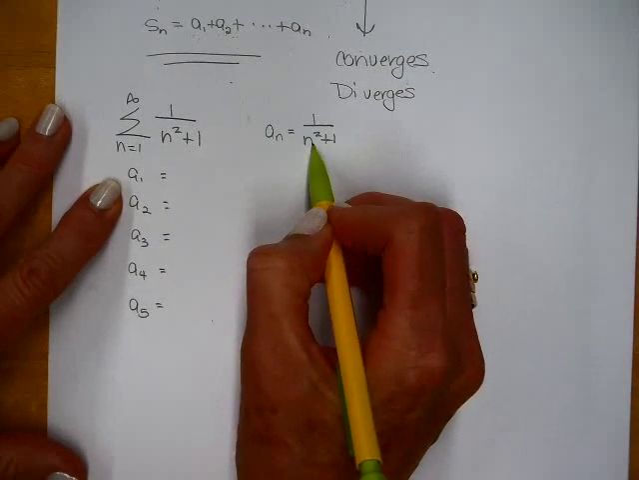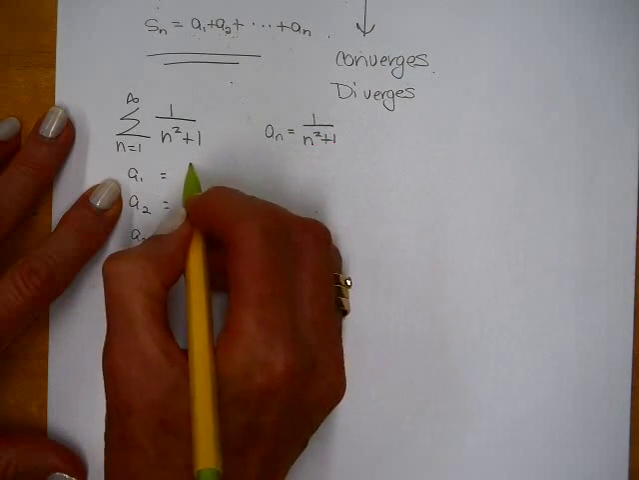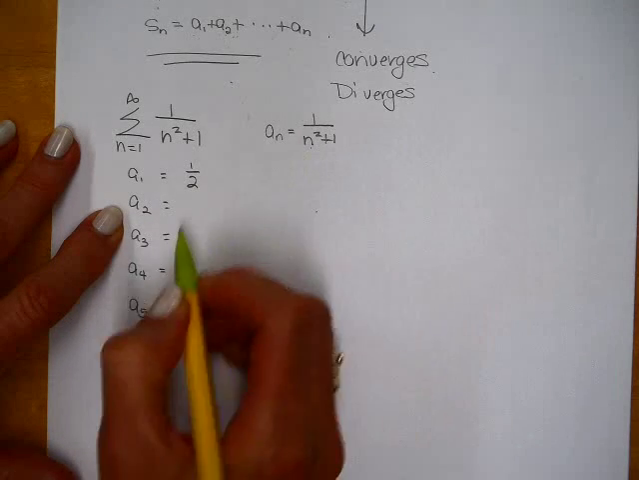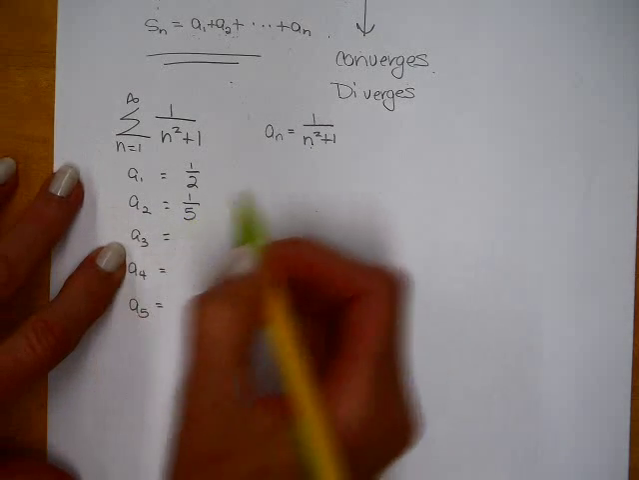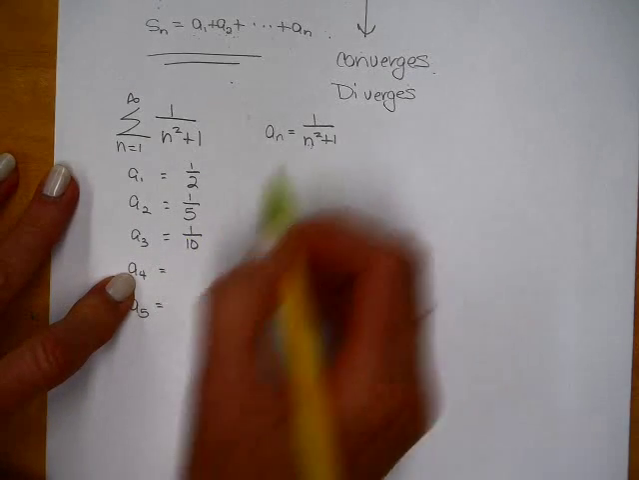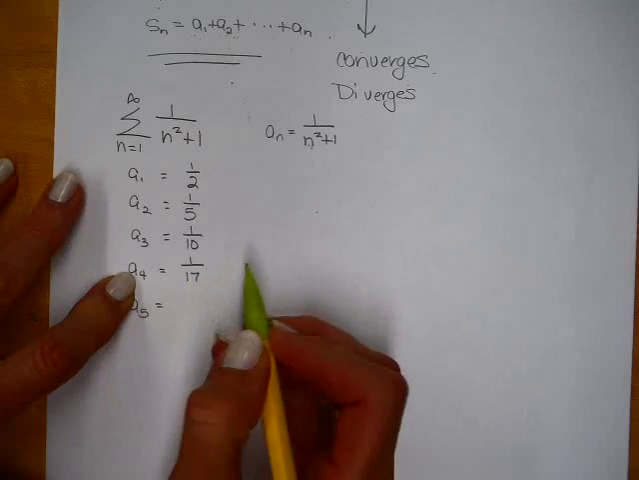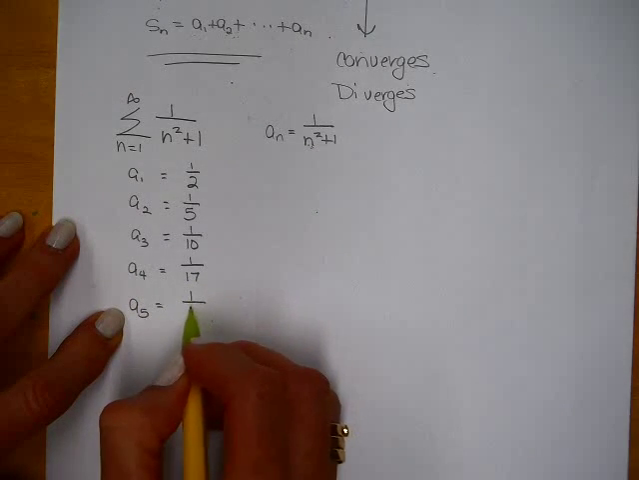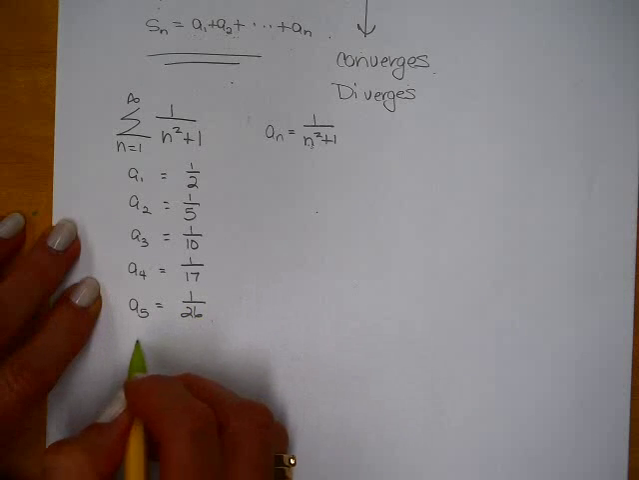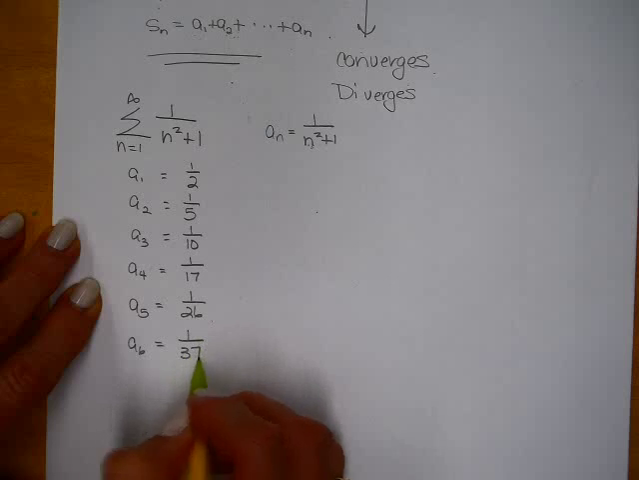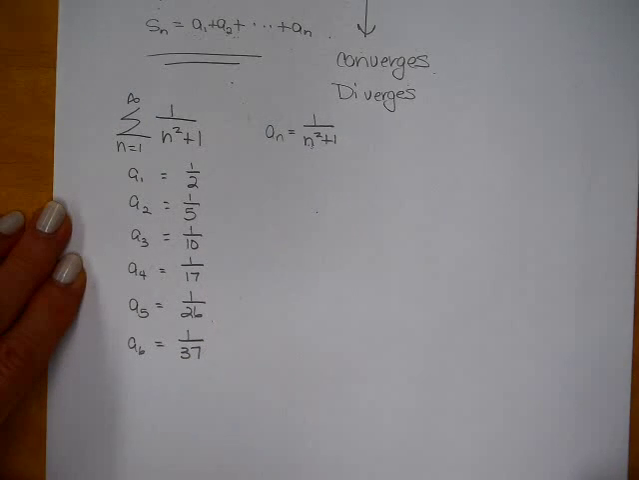If I put 1 where n is, then this is going to give me the fraction 1/2. If I put 2 in here, that's going to be 1/5. If I put 3 in there, that's 1/10. If I put 4 right there, I think that's 1/17. If I put 5 right there, that's 1 over 26. The next one would be 1 over 37. And these fractions look like they're getting smaller and smaller and smaller.